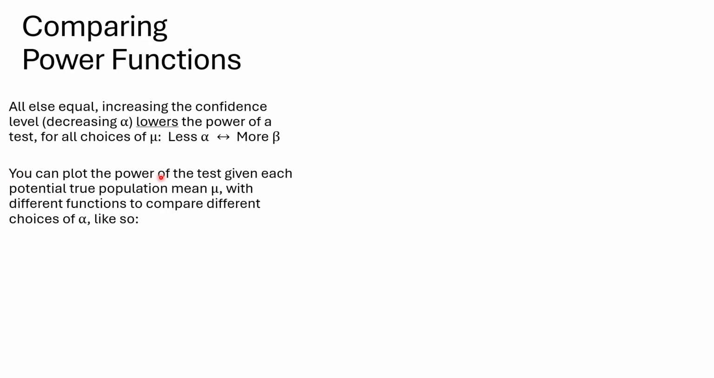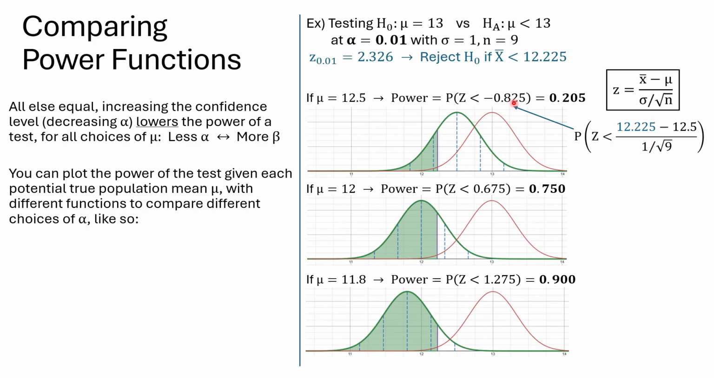You can plot the power of a test given each potential true population mean mu with different functions to compare different choices of alpha. Let's see an example of that. It's actually the same exact example as before, but instead of using alpha of 0.10, we'll now use alpha of 0.01. So here we have the rejection region. Z of 0.01 is 2.326, so we need to be a little bit stricter. We'll reject the null hypothesis if the sample mean is now less than 12.225.